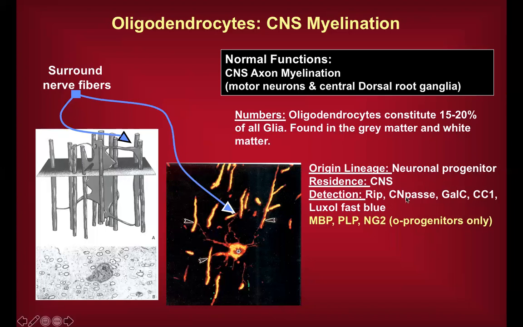And you're going to see a lot of different ways people detect them. You can detect them using certain stains. Luxol fast blue is one that people use to look at myelin. People also look for proteins associated with myelination, myelin basic protein, proteolipid protein, and then they'll look for progenitors, so NG2. And when we start doing some of the applied material, you might see more of these markers.